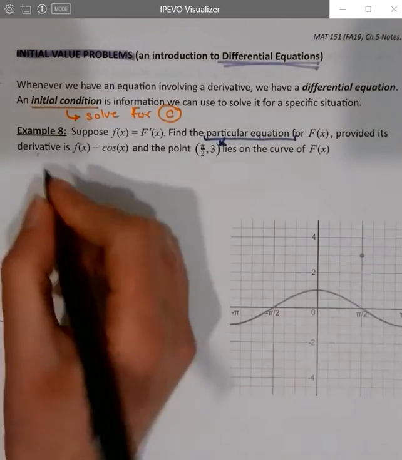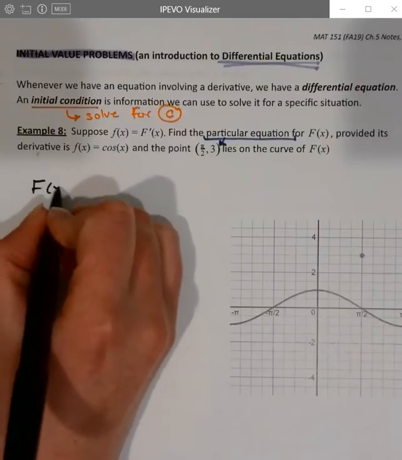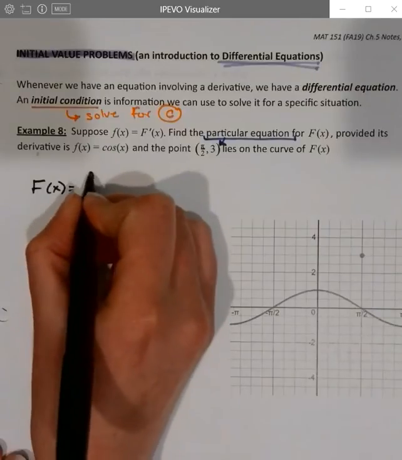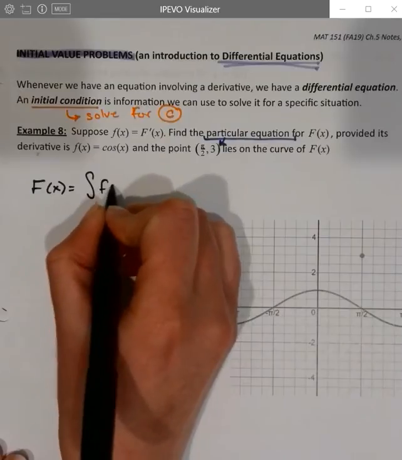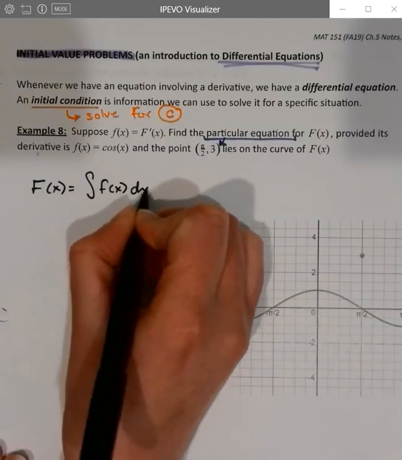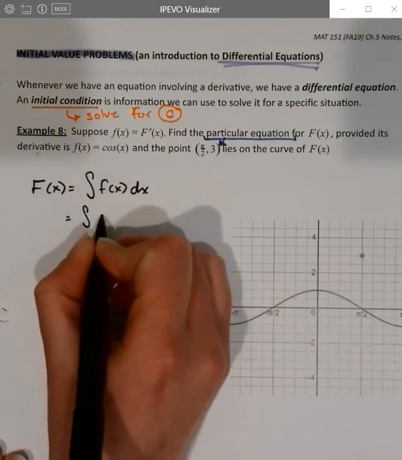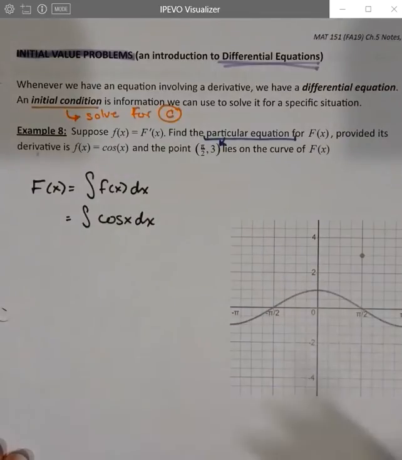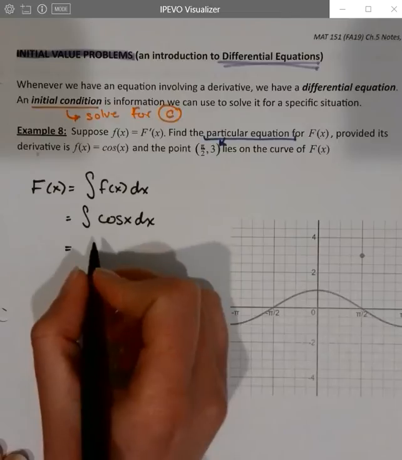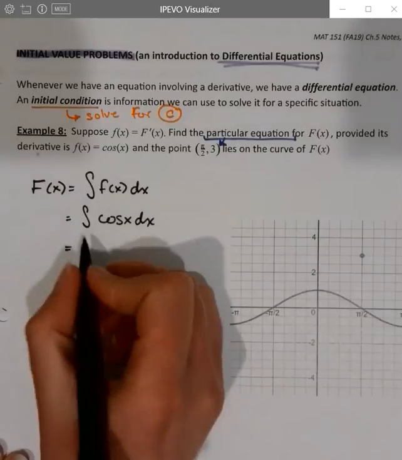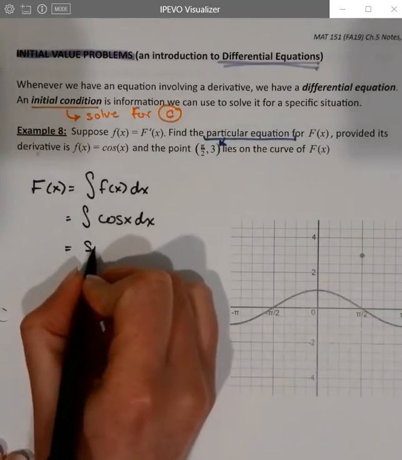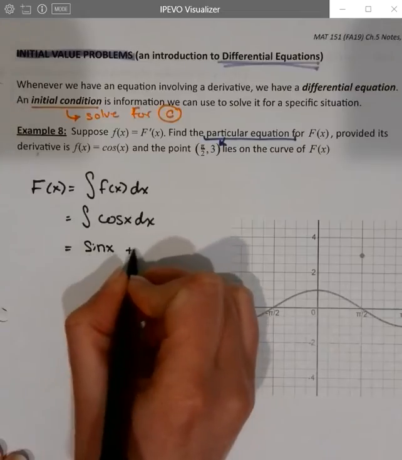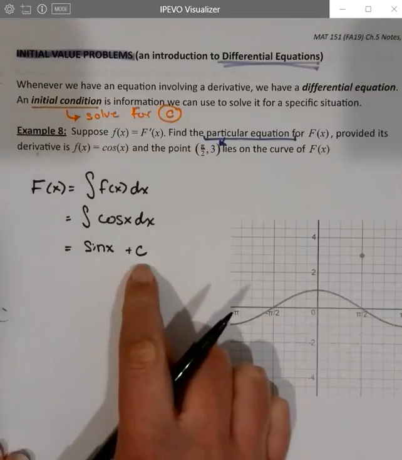Okay, so we start with defining capital F to be the antiderivative, so it's going to be the integral of little f. And so since I know that little f is cosine of x, I'm taking the antiderivative, or the integral of cosine of x dx, and I know that the integral of cosine of x is a positive sine of x plus c. Now, my goal is to find c.